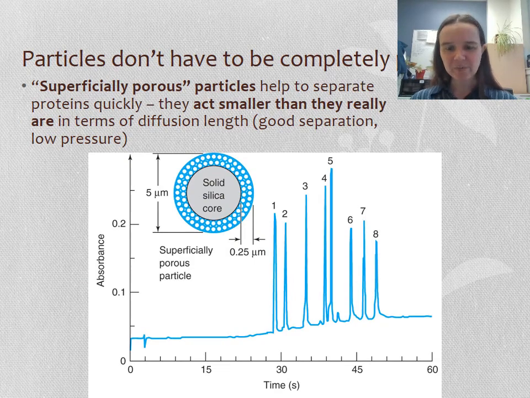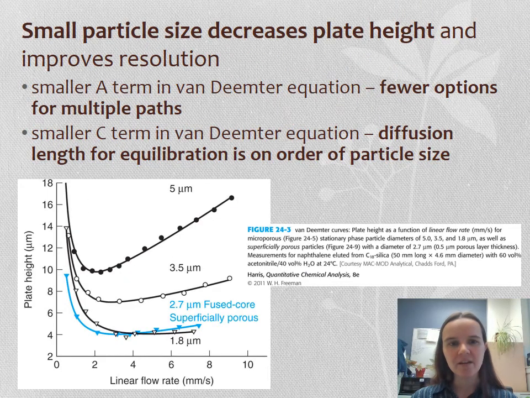Now, the particles don't have to be completely porous. You could have a solid core to your particle and then be superficially porous, and you can see that in the blue here. They really are pretty nice. They act smaller than they are, so you get the separation of small particles, but you have the lower pressure of a big particle. The small particle size will decrease the plate height and improve the resolution.